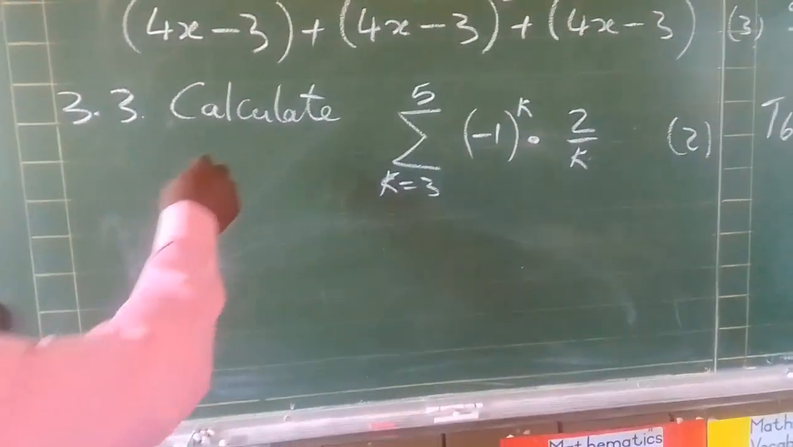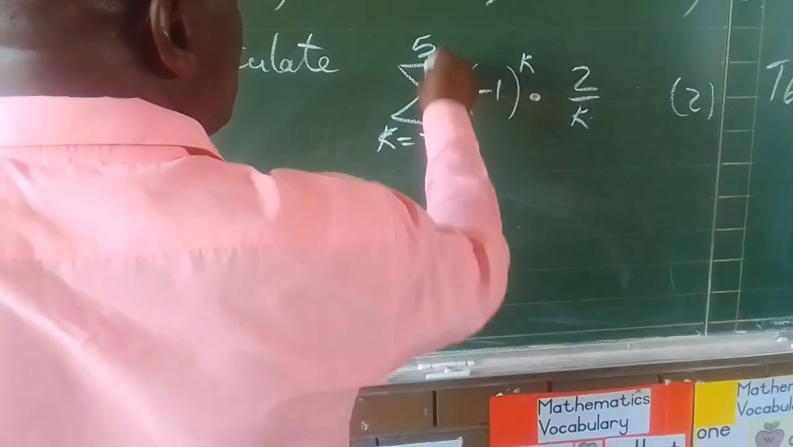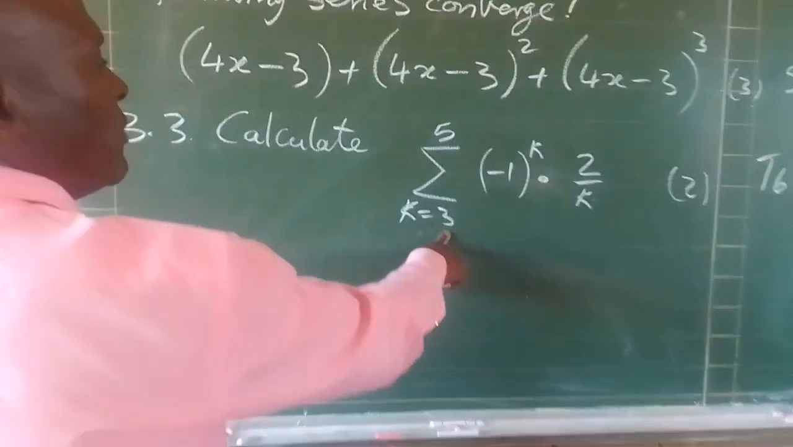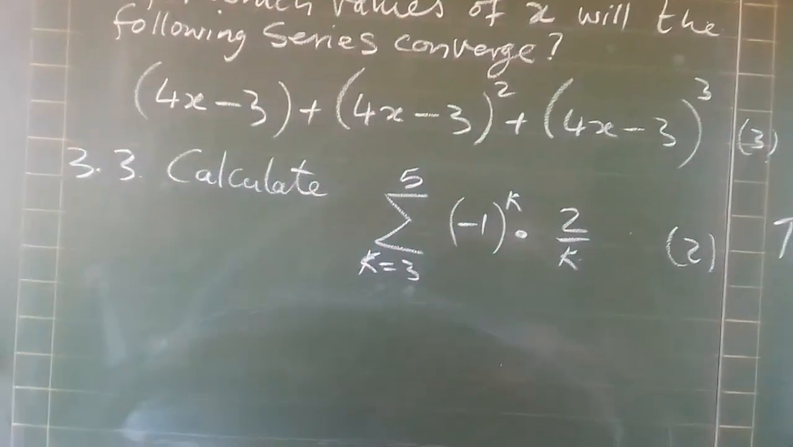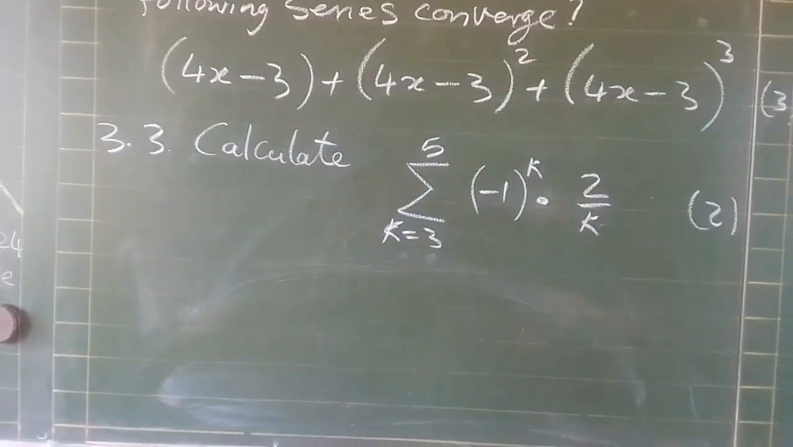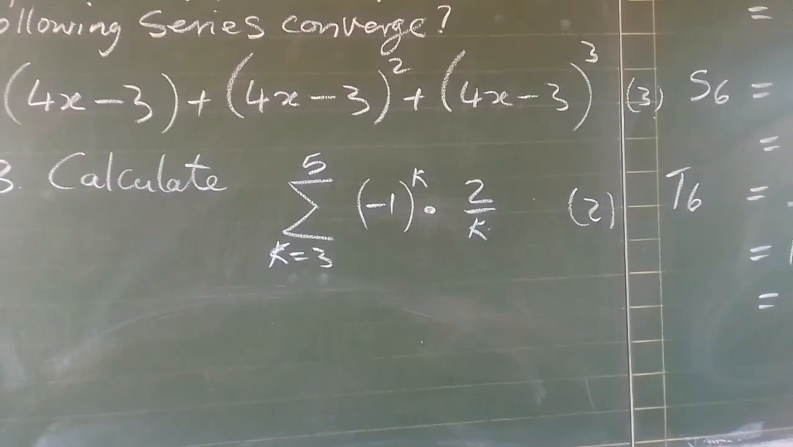3.3 says calculate the sum up to 5, when k starts from 3, of minus 1 to the power k times 2 over k, for 2 marks. Let's find a place where we will work. We will work it through here.